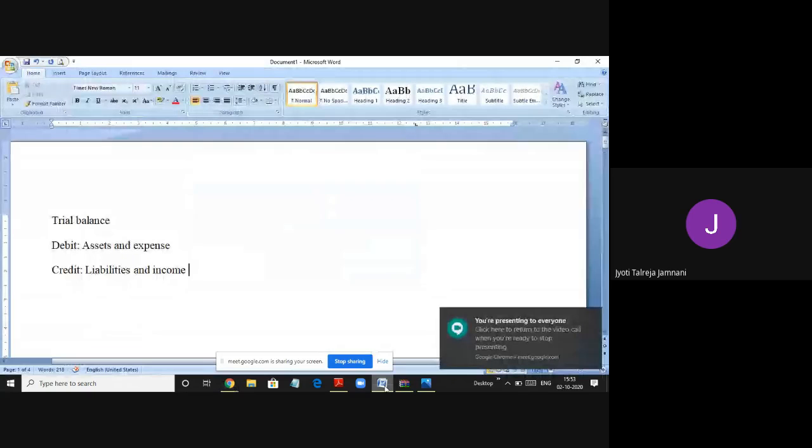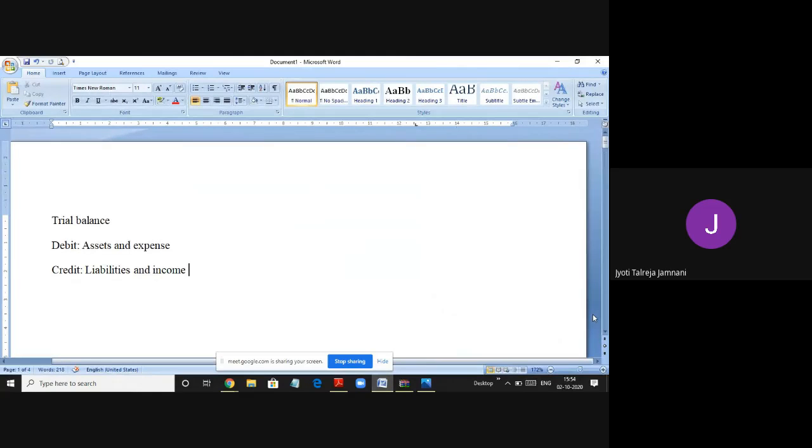Okay, let's start the problems on how to prepare trial balance. First, we'll understand what is trial balance. It is nothing but a summary statement which records all the account balances, income, expense, asset, liability, whichever ledger accounts you prepare. The balances are recorded in the trial balance and it is a summary and it is used to prepare final accounts. So without the trial balance, you cannot prepare final accounts.